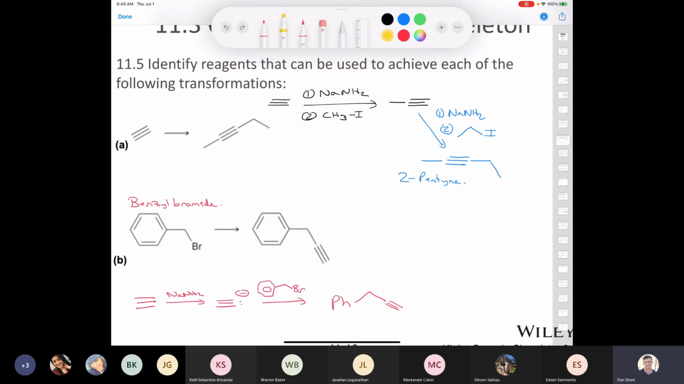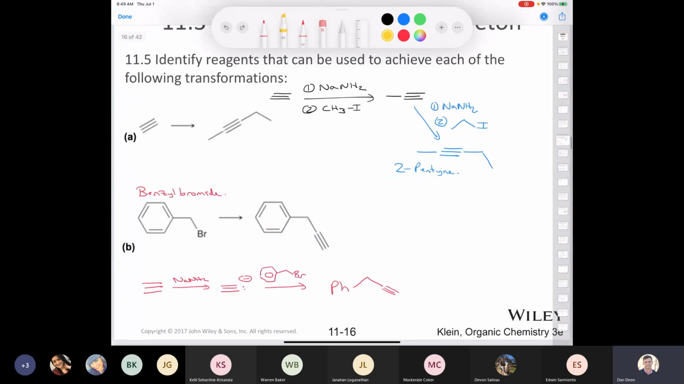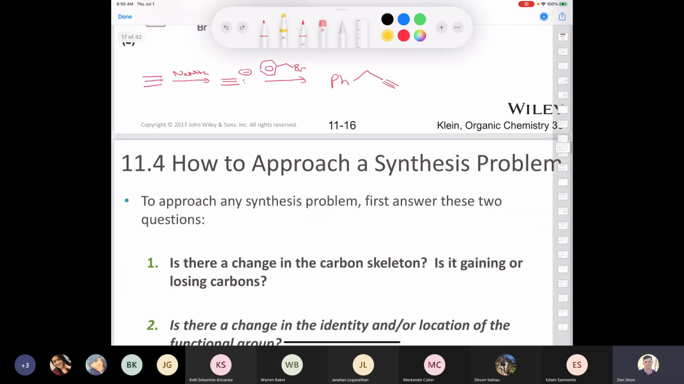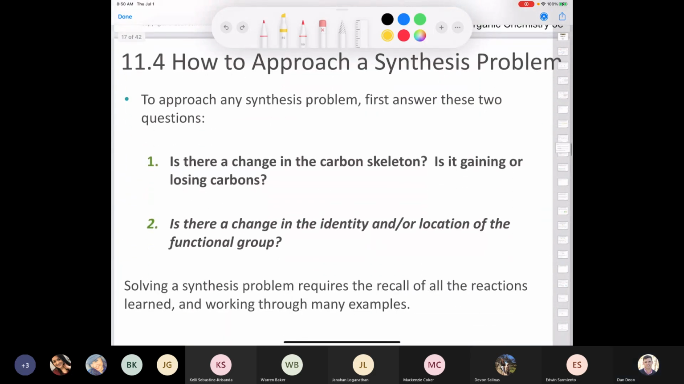So, if you're still struggling at this point and you're looking at a problem, you're saying, well, what do I do? How am I going to approach a synthesis problem? It says to approach any synthesis problem, answer these first 2 questions. So, is there a change in the carbon skeleton? Is it gaining or losing carbons, right? And then if it's gaining carbons, well, you've got to use an acetylide or an alkanide ion, do an SN2. If it's losing carbons, again, something like ozonolysis.